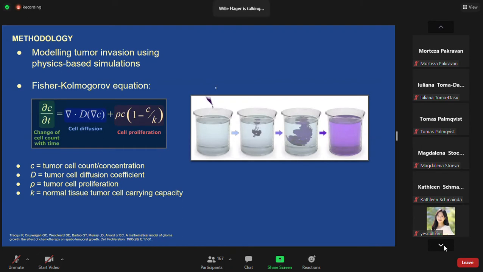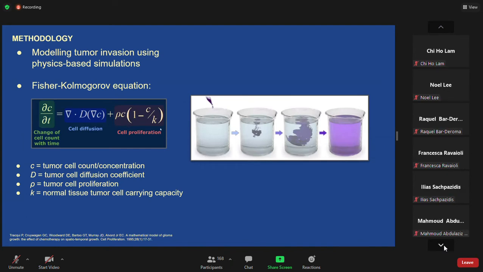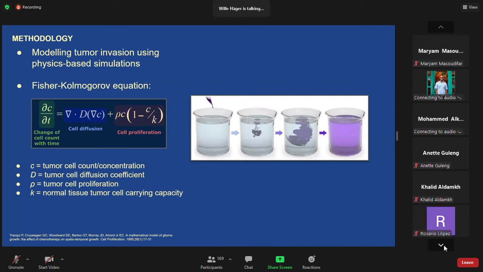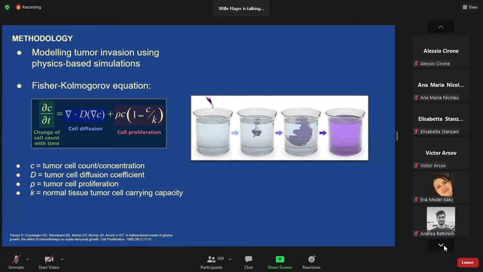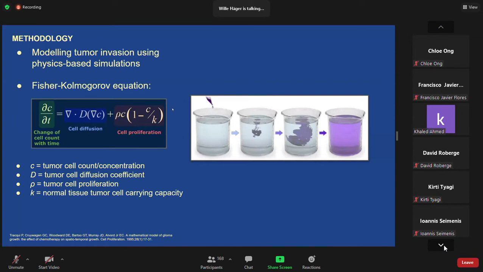Aside from the diffusion, we have proliferation. Cells can multiply, and the more cells you have, the faster the whole population grows. So it becomes a function as well of the proliferation term, the cell concentration. There's also a parameter K. This is the normal tissue tumor cell carrying capacity, and this limits the number of tumor cells we can have in a given volume. From a physical point of view, but also from a biological point of view, because normal tissue can only support as many tumor cells. So this equation gives us the change of tumor cells with time.